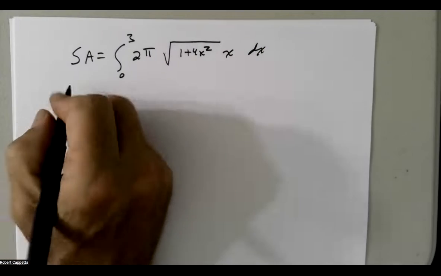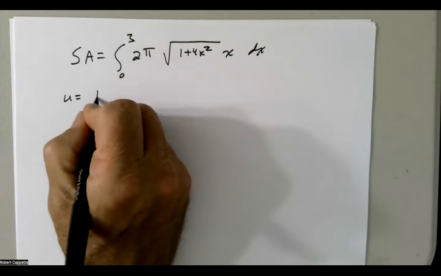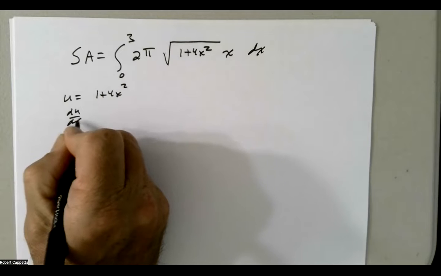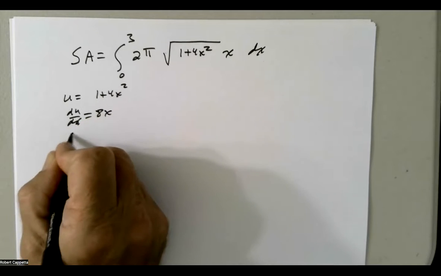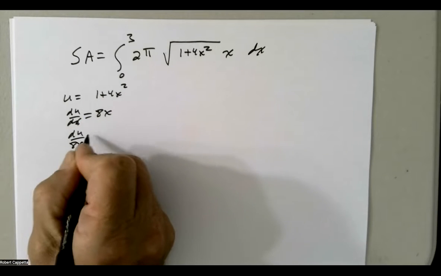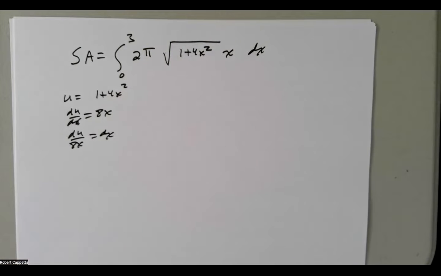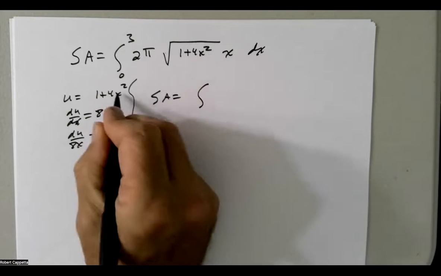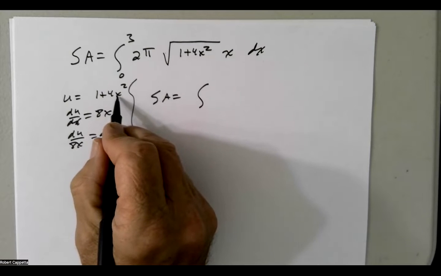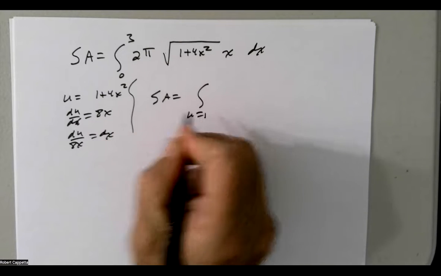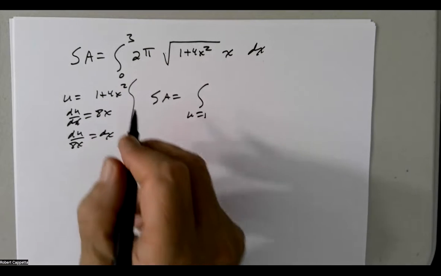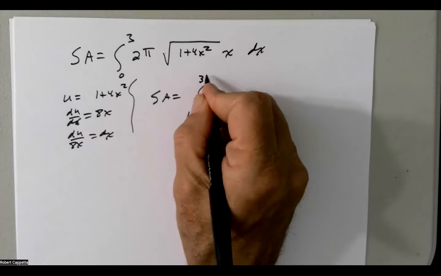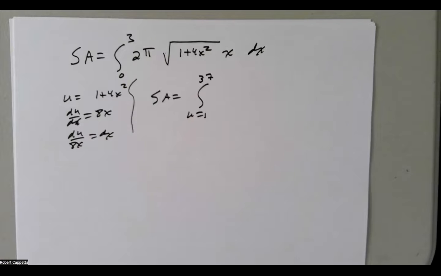And this is one that I actually can do by hand, so I guess I probably should. Let's do a u substitution. u equals 1 plus 4x squared. du/dx is 8x. du divided by 8x is dx. If x is 0, what is u? 4 times 0 squared is 0, plus 1, u is 1. If x is 3, 3 squared is 9, 9 times 4 is 36, plus 1 is 37. So u goes from 1 to 37.